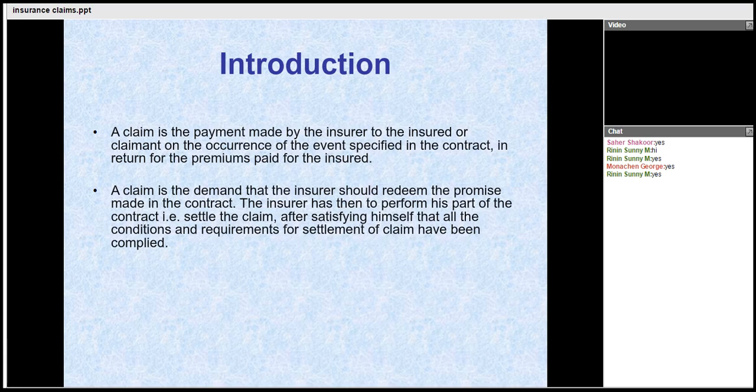Now, what is a claim exactly? How do we define it in terms of insurance language? A claim is the demand that the insurer, who is the insurer? We are the insurer, right? Yes. The claim should redeem the promise made in the contract. The insurer has then to perform his part of the contract, settle the claim after satisfying himself that all the conditions and requirements for the settlement of the claim have been complied with, right?